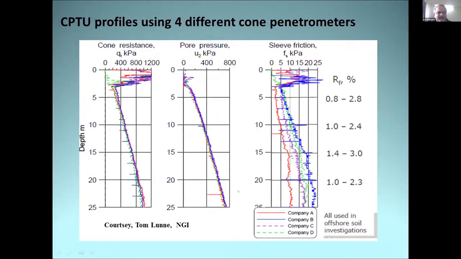As I said, there are different makes of cones available, and so corrections are required. You can see here that after the corrections, generally the repeatability of cone resistance measurements is extremely good. So it shows four different cones. The same thing is with the pore pressure also. It's very repeatable. While if you see the sleeve friction, because the corrections have not been generally made, you can see how much difference there is in the measured sleeve friction using different cones.